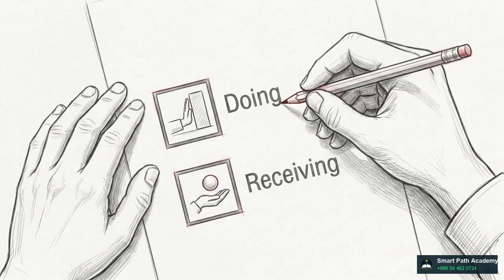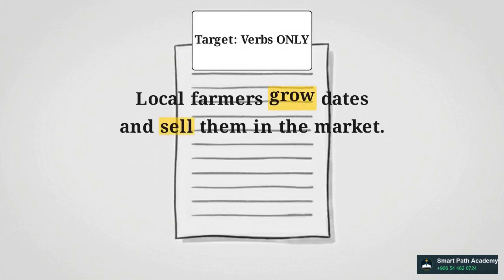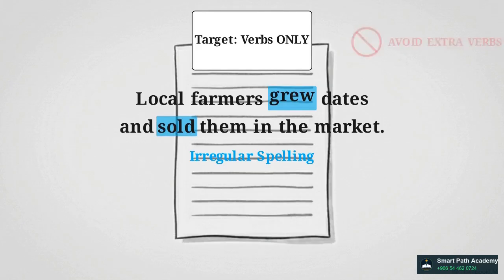checkpoint verb question. This exam task asks us to change the sentence from present to past tense. First, find the exact verbs. Here they are: grow and sell. Because these are irregular verbs, their spelling changes completely. Grow becomes grew, and sell becomes sold.